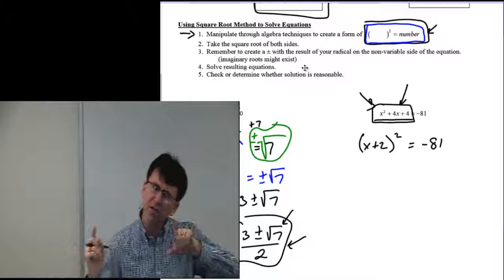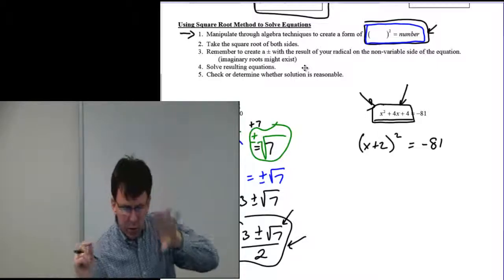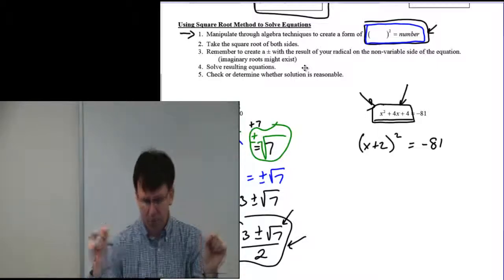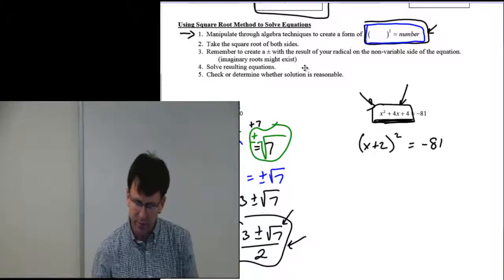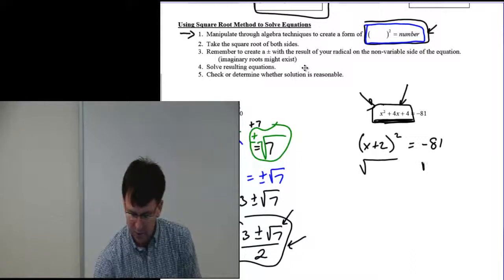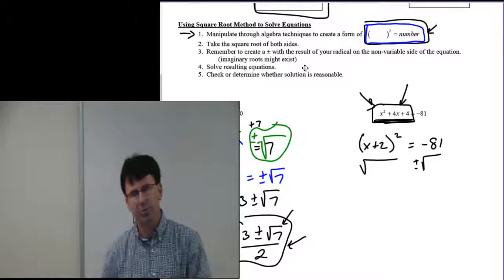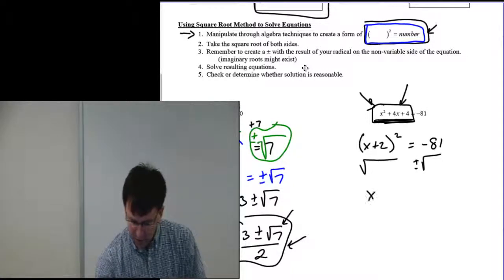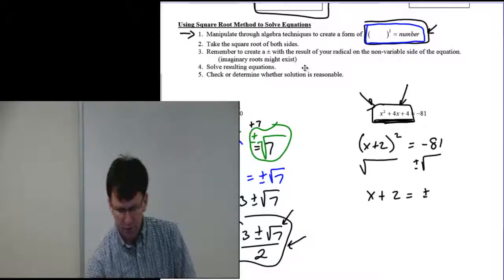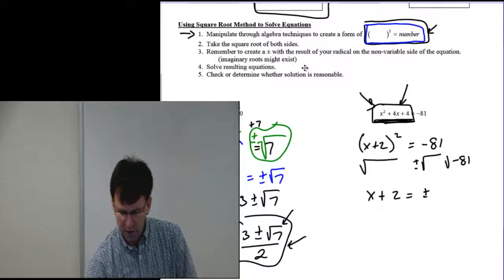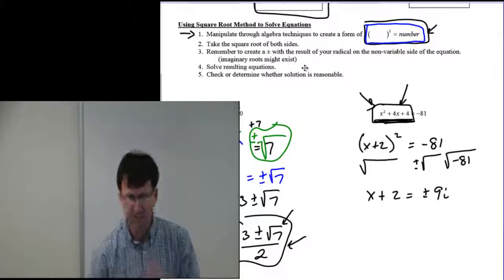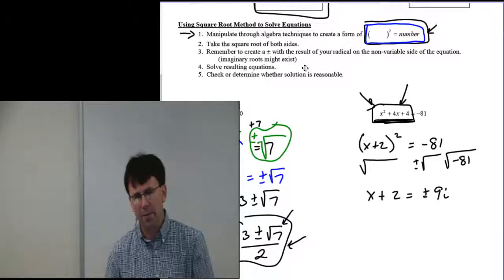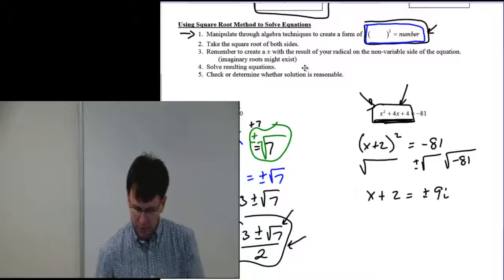So sometimes this square root method is hiding just around the corner. We just got to see it right there. It'll make things much quicker for us. Now I can take the square root of both sides as long as I put a plus or minus on the right. So that turns into x plus 2 equals plus or minus. Well, what is the square root of negative 81? That's going to be 9i. And that's okay. Imaginary numbers happen. That's why we have tools to work with them.